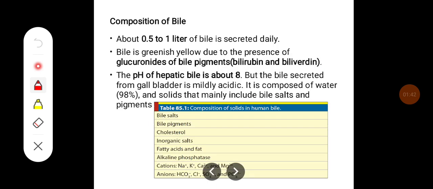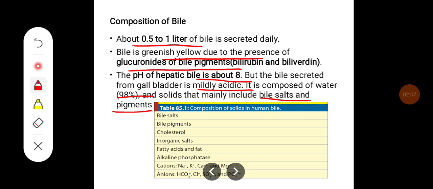Composition of bile. About 0.5 to 1 liter of bile is secreted a day. The bile is yellow greenish due to the presence of glucuronides of bile pigments, that is bilirubin and biliverdin. The pH of hepatic bile is about 8, but the bile secreted from gallbladder is mildly acidic.